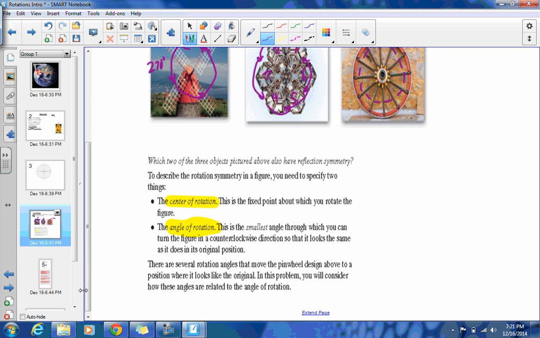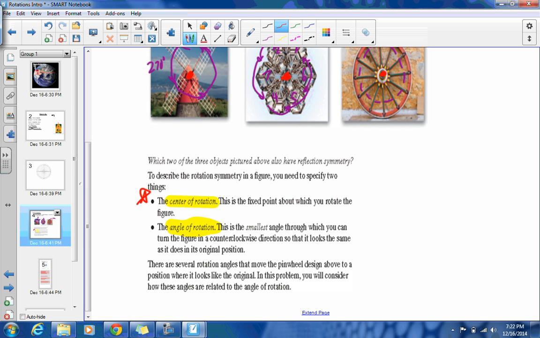Now there's 2 words that you need to know with rotations, and that's the center of rotation, which would be the fixed point about which you rotate the figure. So if you look above, the center of rotation for this windmill would be right in the middle there, where it rotates around. Same thing with the snowflake, and the same thing with the wheel. And you think of a wheel, you think of the axis, and that's where the center of rotation would be. So that's the first term.